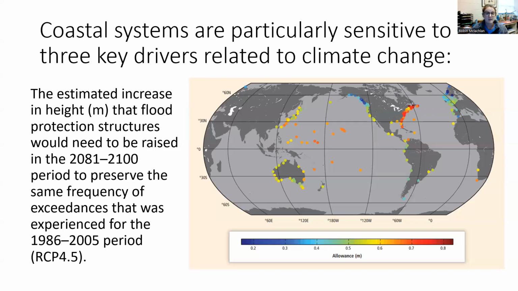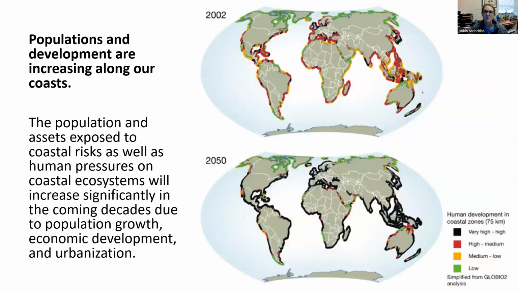Now, it's very important that we do so because more and more people are moving to these coastal areas. Populations and development are increasing along our coast very, very quickly. These maps are showing what could be considered close to the current population around the coast and then what is expected for the year 2050. And you'll notice that pretty much every coast by the year 2050, we expect to be in a zone of very high to high human development.